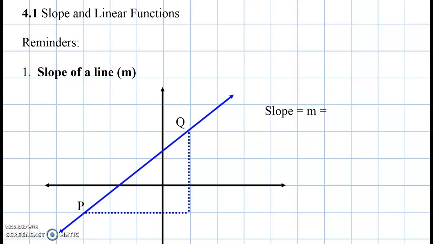Okay, so first thing here with 4.1, welcome back to Unit 4, or welcome to Unit 4, I should say. First thing we're going to review is slope. Now, you've talked about this before, so it will be review.